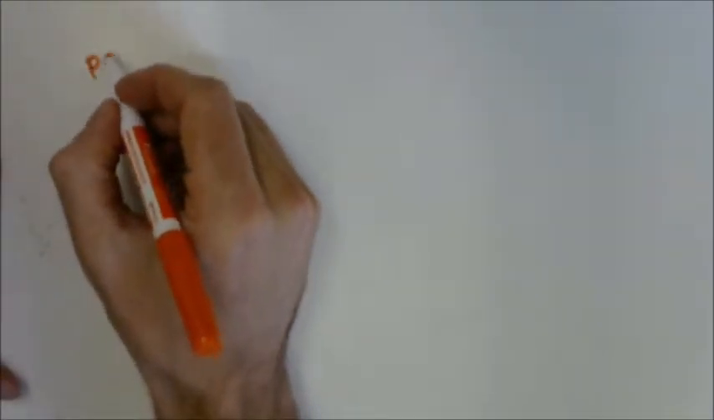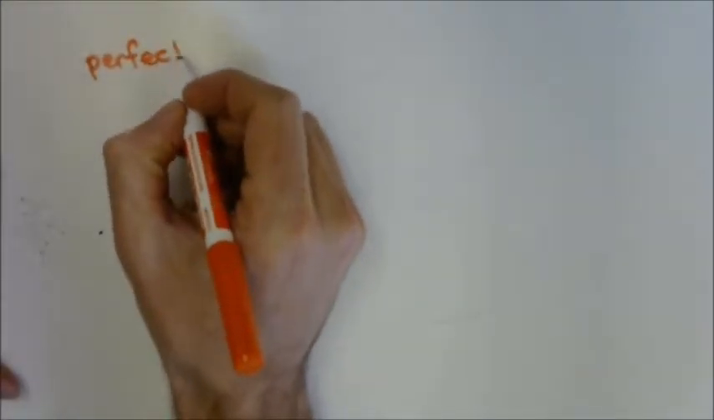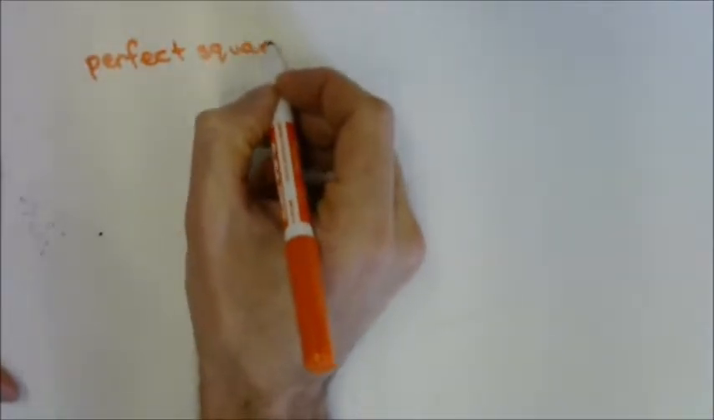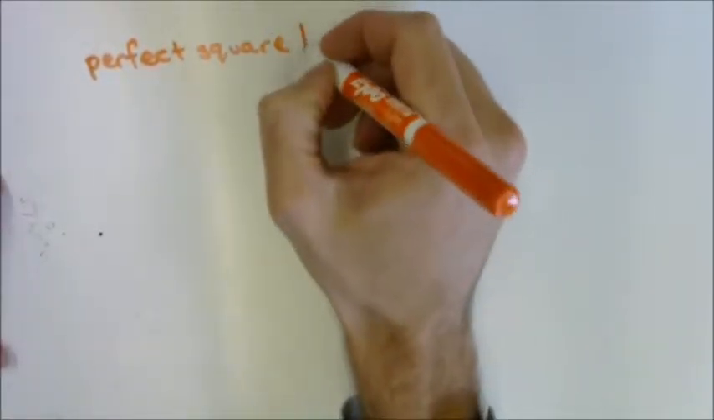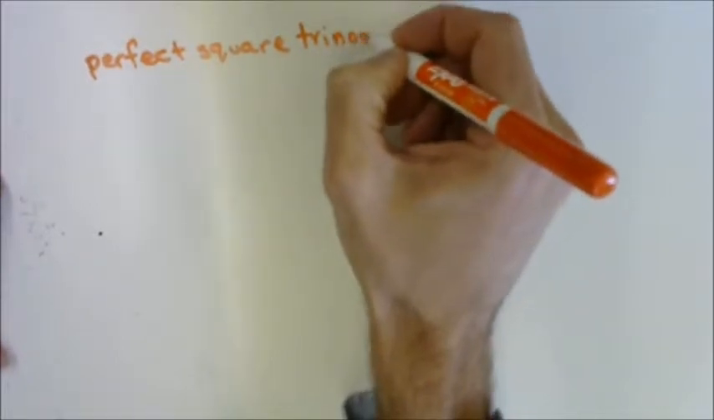Perfect square. We had the word perfect. Perfect square what? Is it a binomial, a monomial, a trinomial, a polynomial? Anybody? It was a trinomial. Any other names?